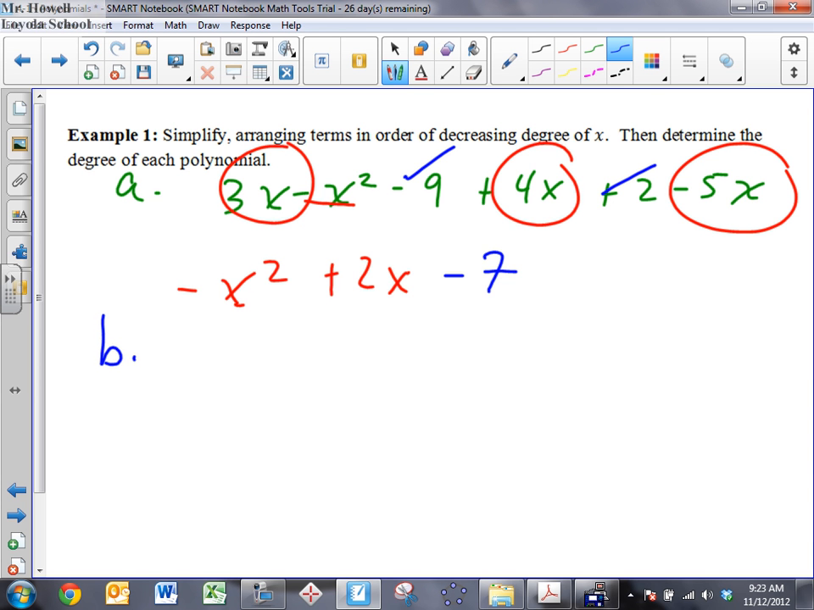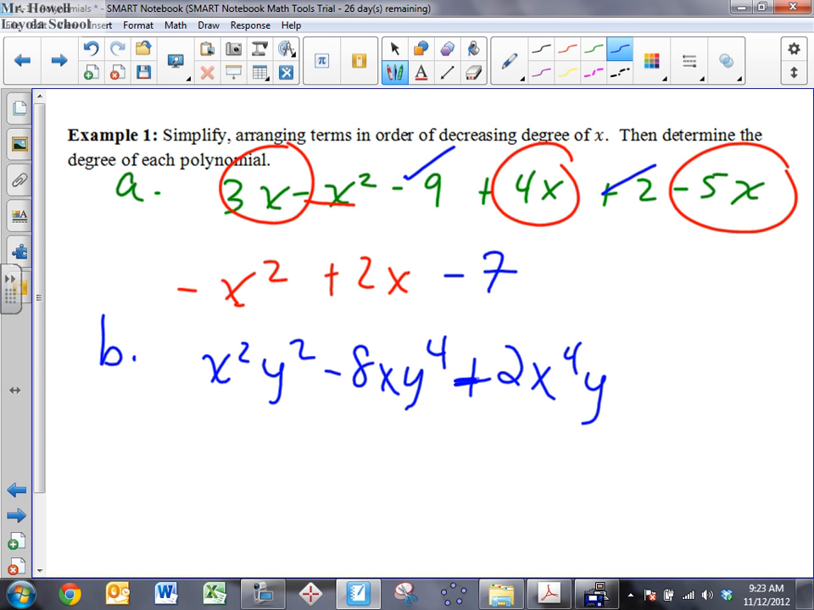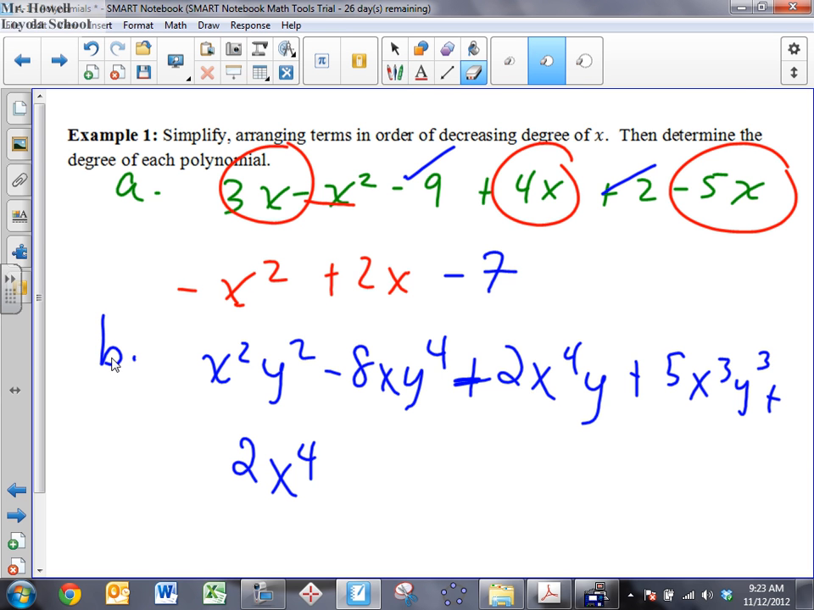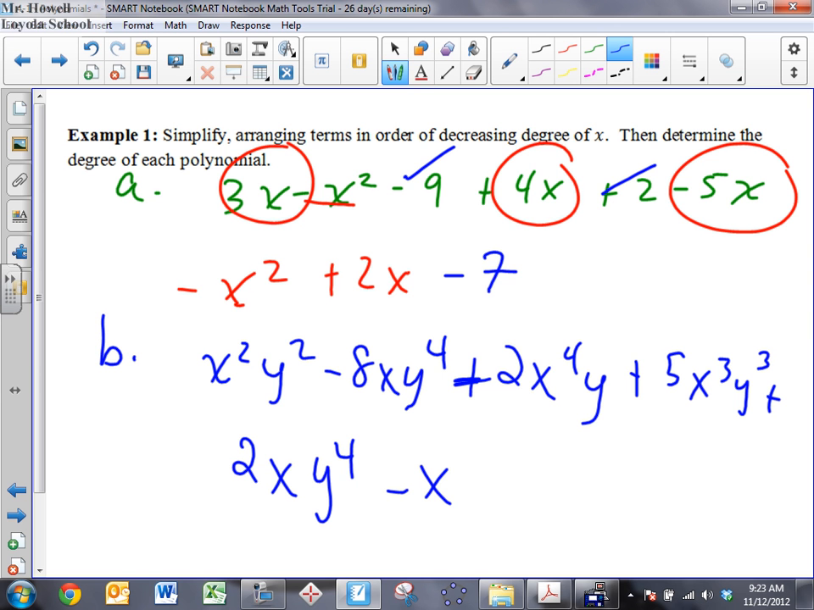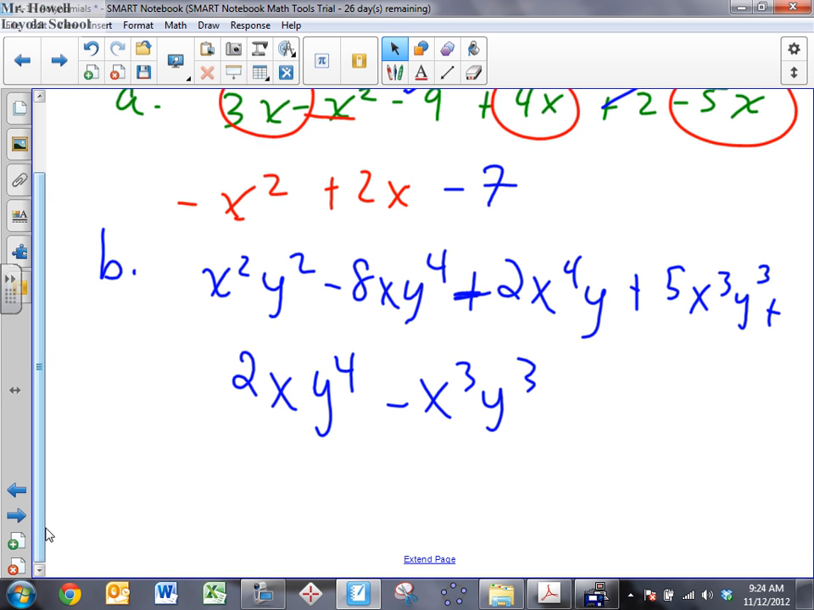Part B. x squared y squared minus 8xy to the fourth plus 2x to the fourth y plus 5x to the third y to the third plus 2x to the fourth, 2xy to the fourth minus x to the third y to the third. I'm going to scroll down a lot. Does everybody have the top one copied? Anybody need me to leave it up?